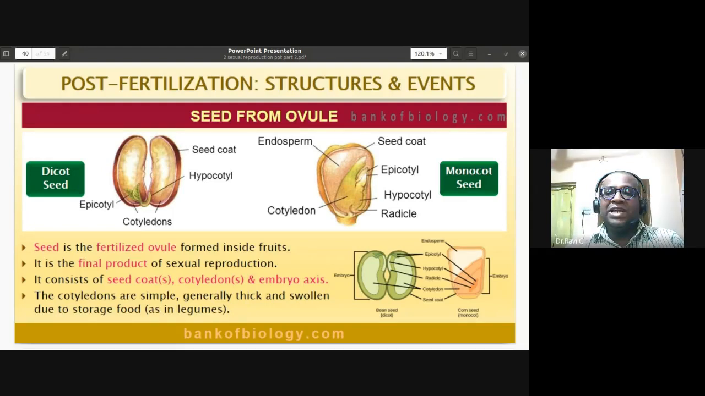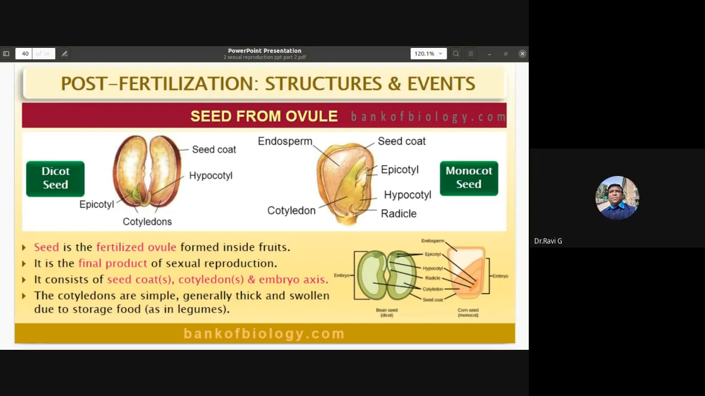So seed consists of seed coat. What forms the seed coat? The ovule had integuments, isn't it? So integuments are going to form the seed coat. Some of the ovules have two integuments. After fertilization, the outer integument forms the testa and the inner integument forms the tegmen. So testa and tegmen are the seed coat. So the seed coat is formed from the integument.